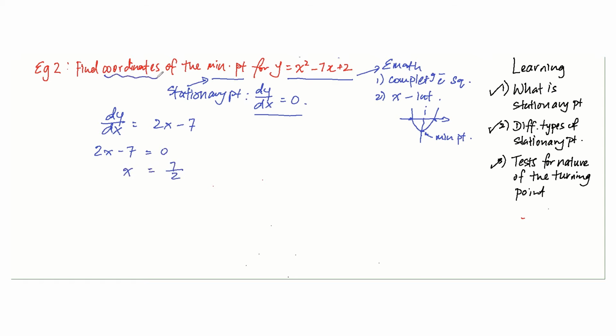But we are not done with the question. We are supposed to find the coordinates. So at x equals 7 over 2, what is my y value? Just substitute into this equation, x squared minus 7x plus 2. You should get negative 10 and 1/4. So ladies and gentlemen, these are the coordinates of the turning point here, which is a minimum point. Okay, so can I invite the relief teacher to pause this video for a short while so that our students can catch up with what has been gone through.